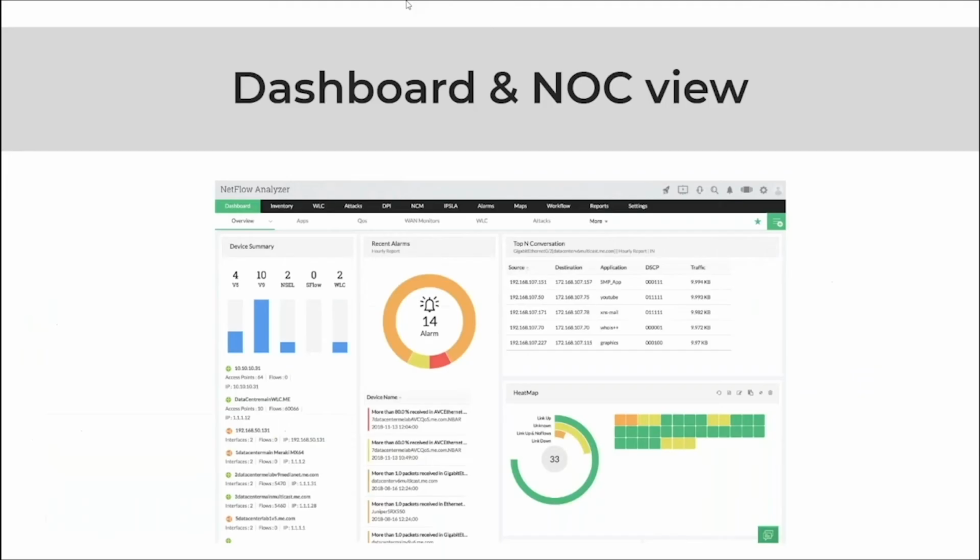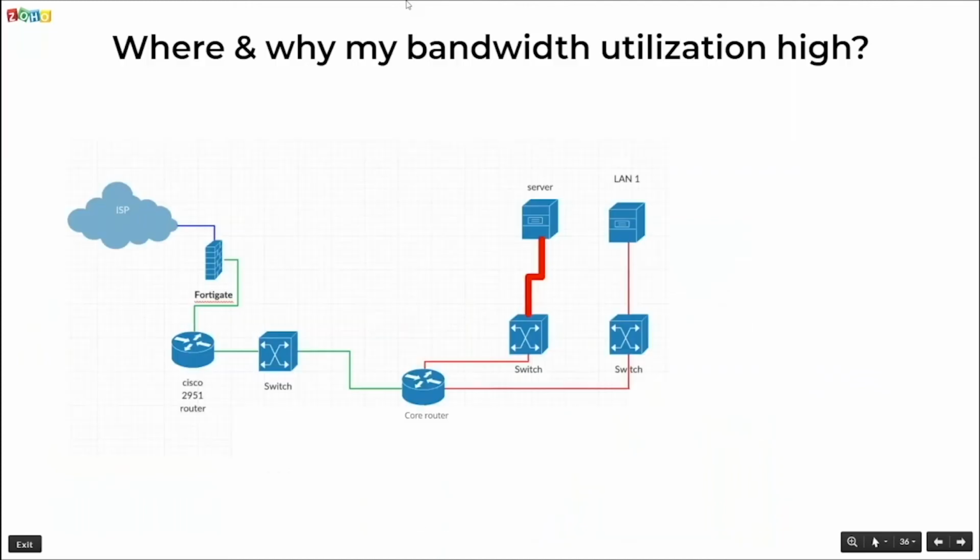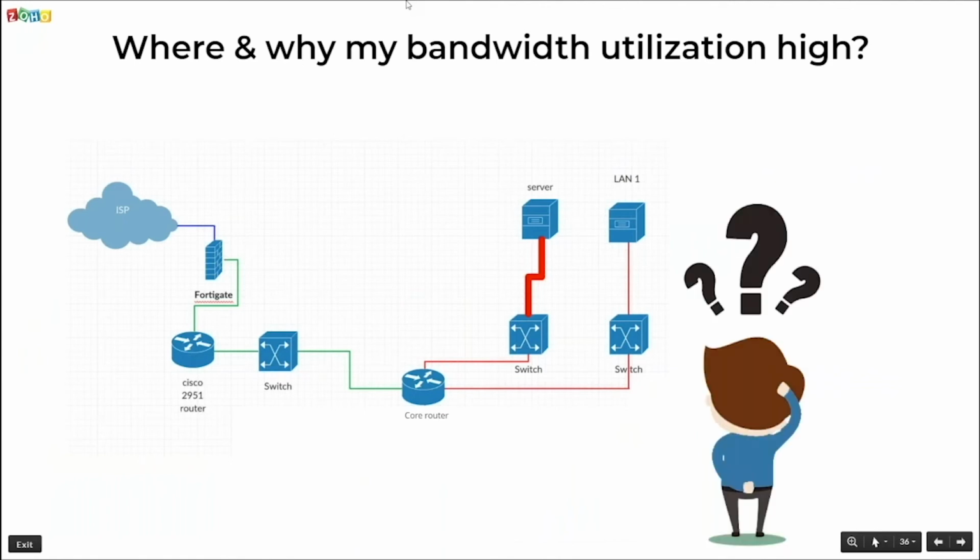So speaking of troubleshooting, I just wanted to discuss how to find out an issue. We have a scenario here, as you can see: where and why is my bandwidth utilization high? One of the network engineer's biggest problems. This is how the network looks: it's an ISP connecting to a firewall, then some internal devices like routers and switches. Your core router is then going to your switches and servers and all of that. From this image, I can tell that this is the issue, the link between the switch and the server. But in real time, how will you know?